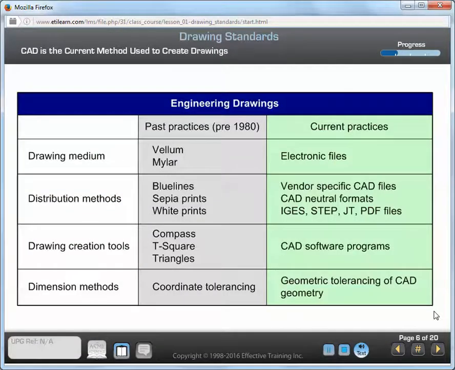For more than 150 years, most engineering drawings were created using manual methods on mylar or vellum and were reproduced and distributed as blueprints. However, in the last 40 or so years, engineering drawings have been increasingly created on CAD systems. Take a look at this comparison of then and now for engineering drawings.